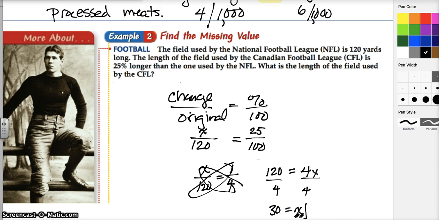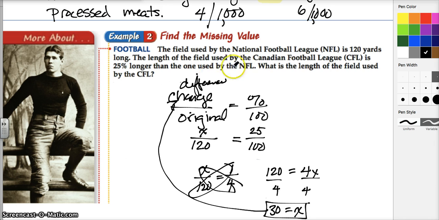So what does that refer to? What does this X tell me? It tells me the change, or in this case, the difference, right? This is the difference between the Canadian Football League's field and the American football, or the National Football League's field. However, this doesn't answer the question. It says, what is the length of the field? What do you think we're going to have to do with this 30?